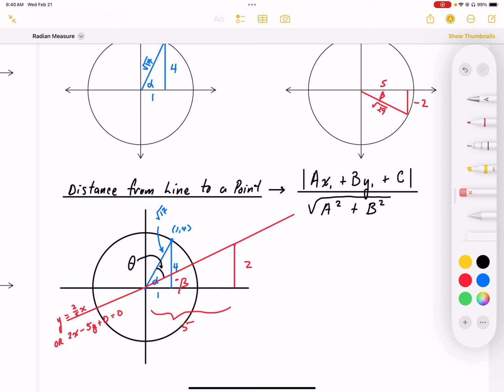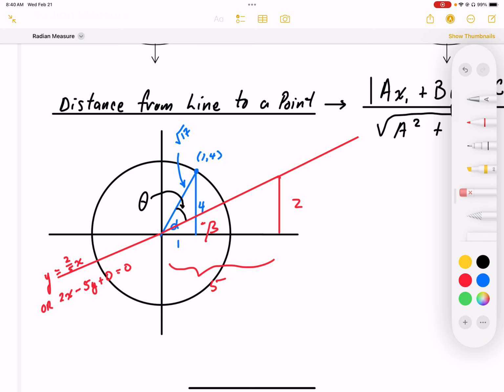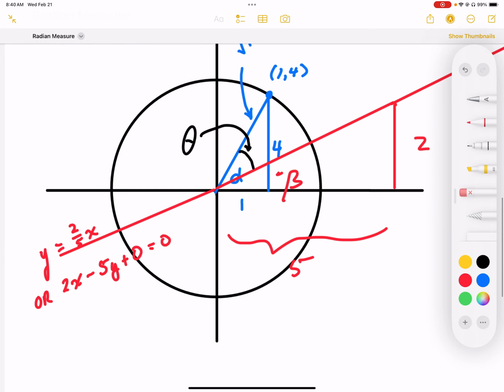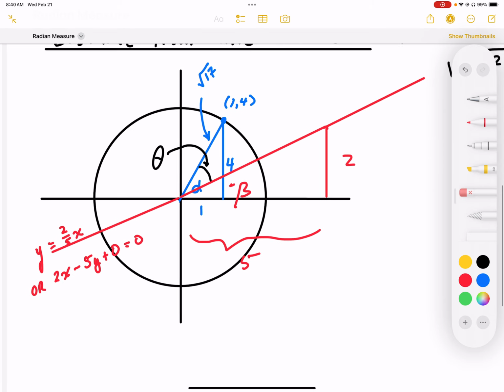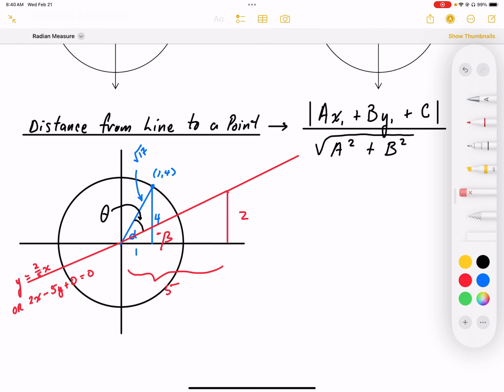Once we've constructed that angle, since the formula uses the linear equation in the general form, we need to convert that red line. The equation of that red line is y = 2/5 x, and rearranging that equation into the ax + by + c = 0 form, it rearranges into 2x - 5y + 0 = 0. So we now have the equation of that line, and we can use the formula to find the distance from that red line to any particular point.